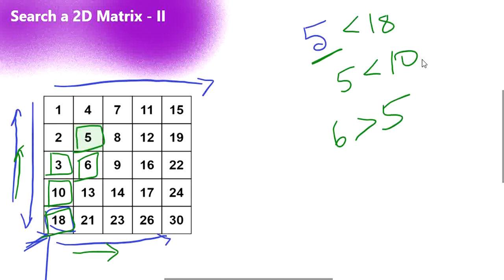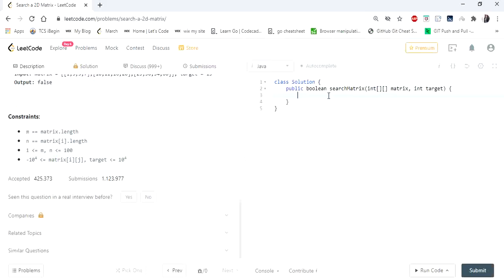So we know how the iterative solution works. Now, since it is a part of the recursion series, I'm going to let you all know how we are going to code it in a recursive way. So here we're going to get the help of a helper method.